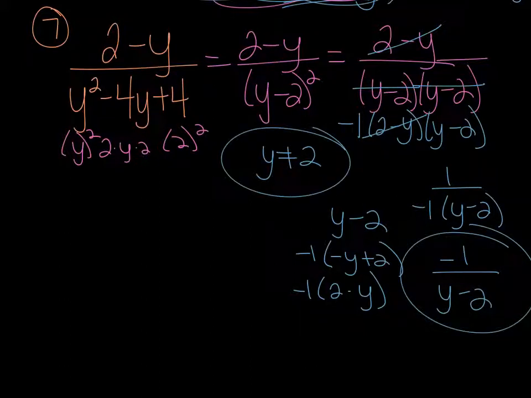Yes? How did you get -1 times y minus 2 instead of just y minus 2? Because I had this -1, right? That -1 didn't go anywhere. Okay, any other questions on this one? Or any of the other ones?